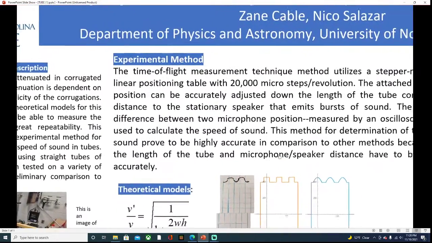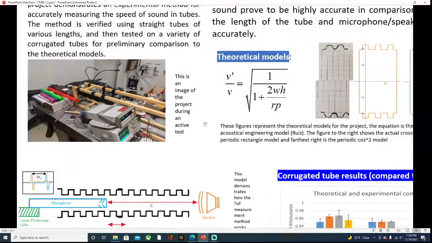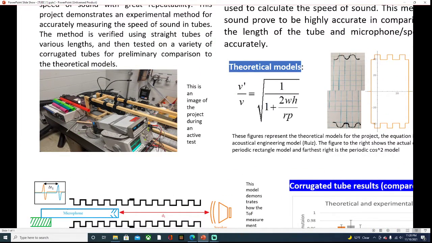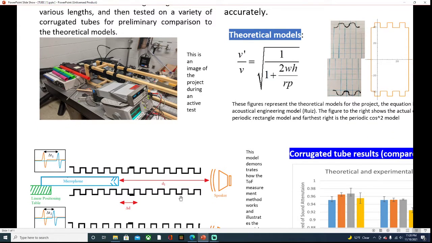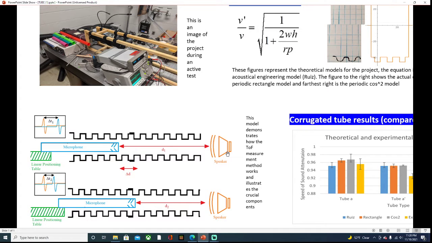So we invented this time-of-flight method, utilizing a cage here to hold the tube and a stepper motor to use this linear positioning table to maneuver a microphone down the body of a tube towards a stationary speaker. Now, when you move the microphone down specific increments of distance, you can calculate the delta D and measure the delta T here using this oscilloscope. And you can use the differences in the delta T's and the differences in the delta D's in order to find the speed of sound through the tube without worrying about the actual length of the tube, so you can do this with just about any tube accurately.